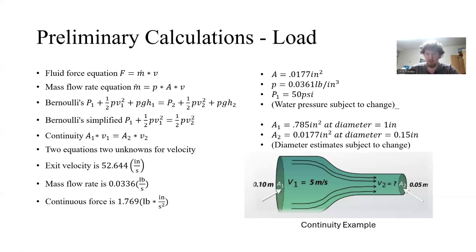continuous force calculation. The parameters on the right side there were partially estimated from some internet sourcing, just kind of grabbing at this and that. So estimates are subject to change for that water pressure. 50 psi was a residential pressure. Might need to change that later, and the diameter of the pipe and the aperture, which is the exit area, can also be subject to change.